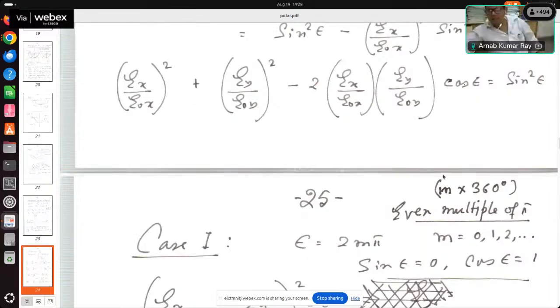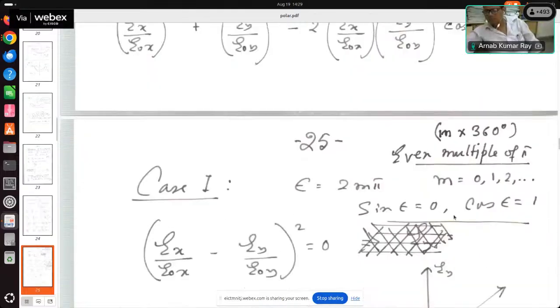So let's see now. Epsilon is equal to an integral multiple of 2 pi, or an even multiple of pi, because when you multiply m by 2, it will always be an even number. So you should read this as an integral multiple of 2 pi, although I've written it as 2m into pi. So m can have any integer value.